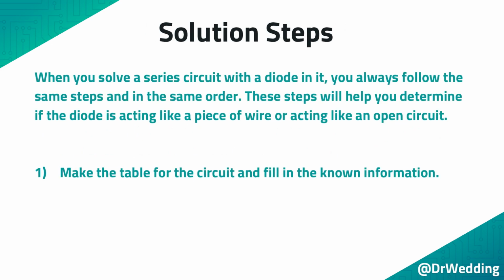When you solve a series circuit with a diode in it, you always follow the same steps, and in the same order. These steps will help you determine if the diode is acting like a piece of wire or acting like an open circuit. First, make the table for the circuit and fill in the known information.